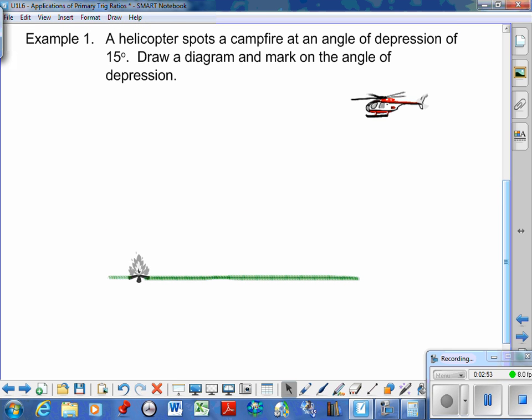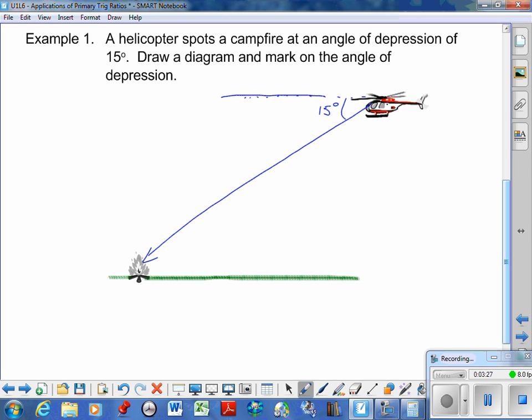Example 1. Helicopter spots a campfire. Careful, don't touch it, it's hot. Okay, so there's my line of sight. So the helicopter spots a campfire at an angle of depression of 15 degrees. So that means that if the pilot was looking straight out, and looks down, we have an angle of depression. So that's 15 degrees there. Draw a diagram and mark on the angle of depression. Woohoo! And the question. If only they were all this easy.